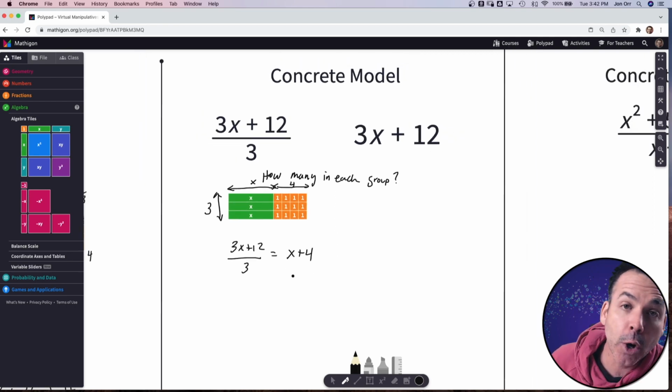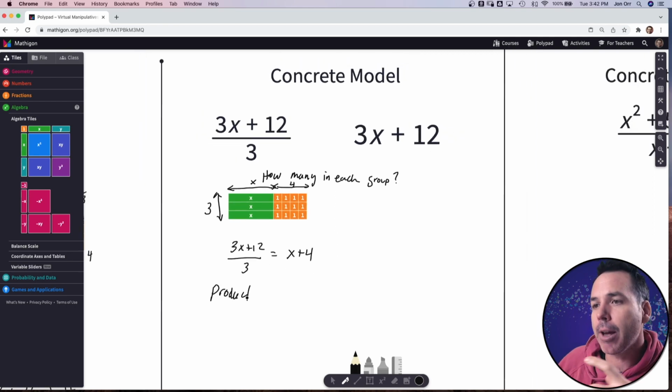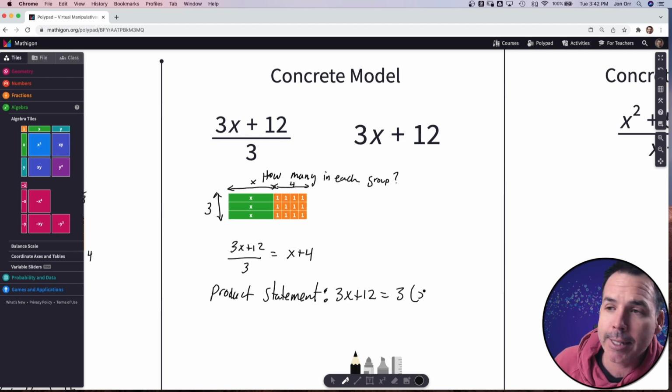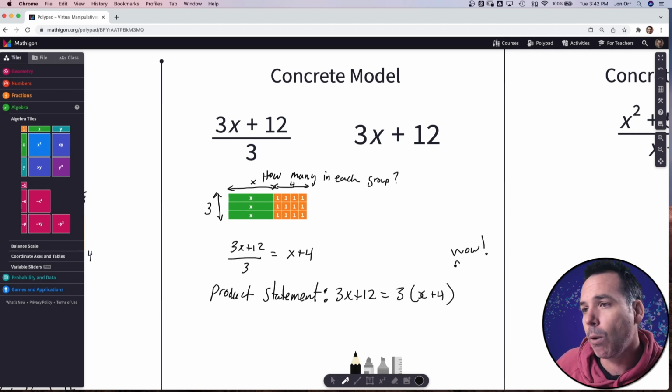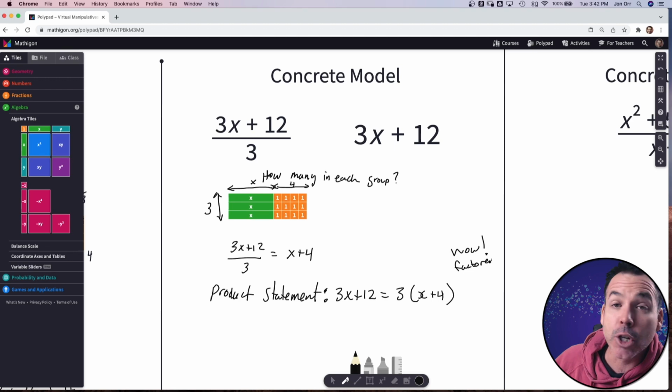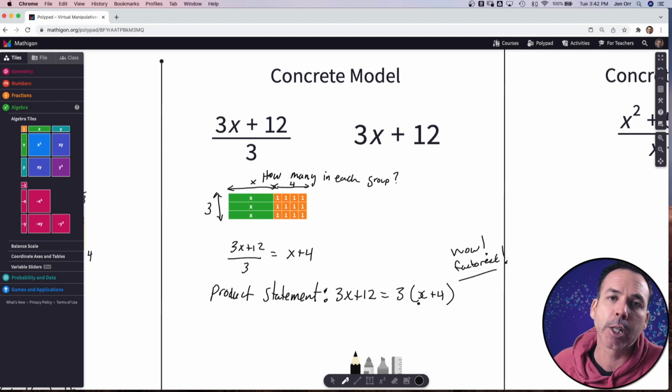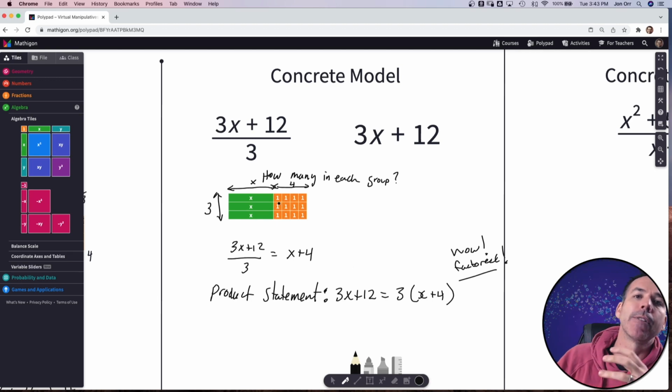And so encourage students again to write the product statement at that point, because that's where the factor theorem comes out. When you write the product statement here, you're saying 3x plus 12 is the same as 3 times x plus 4, three groups of x plus 4. And when students write that and there's no remainder, you can see that you've got this perfectly factored expression. There's the beginnings of factoring. It's actually coming from the division.